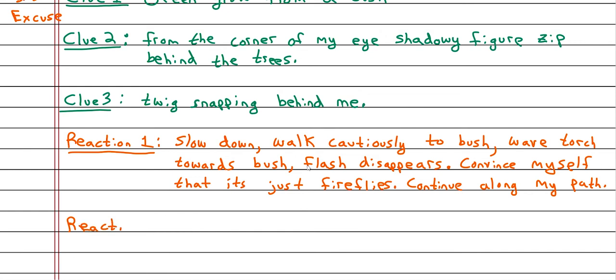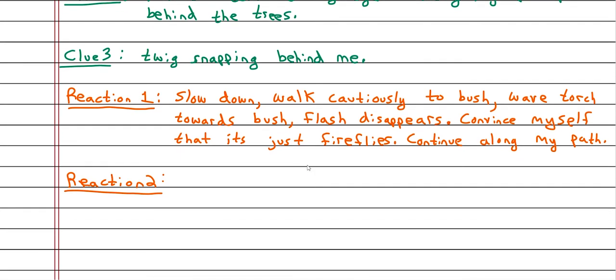Reaction number 2. What are we going to do for reaction number 2? We see it from the corner of our eye, a shadowy figure zipping behind the trees. That is not something that happens normally. Okay. That's not fireflies. If there's a shadow zipping by you in the forest at night, that's going to scare the bejeebers out of me. So what I'm probably going to do is gasp. I will absolutely gasp.